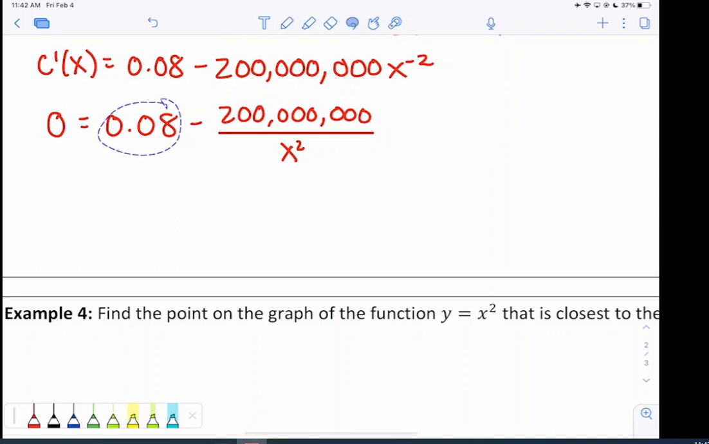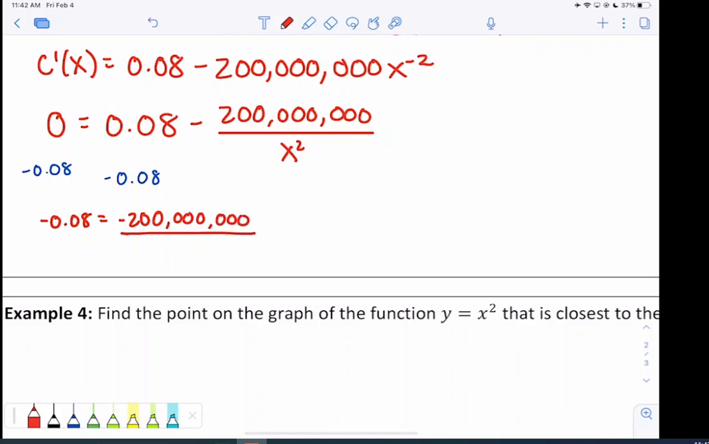Yeah, whenever you have any extra numbers floating around that aren't attached to your variable, good rule of thumb is just get rid of that guy first. Okay, so let's subtract 0.08 from both sides. That gives me negative 0.08 equals negative 200 million divided by x squared.